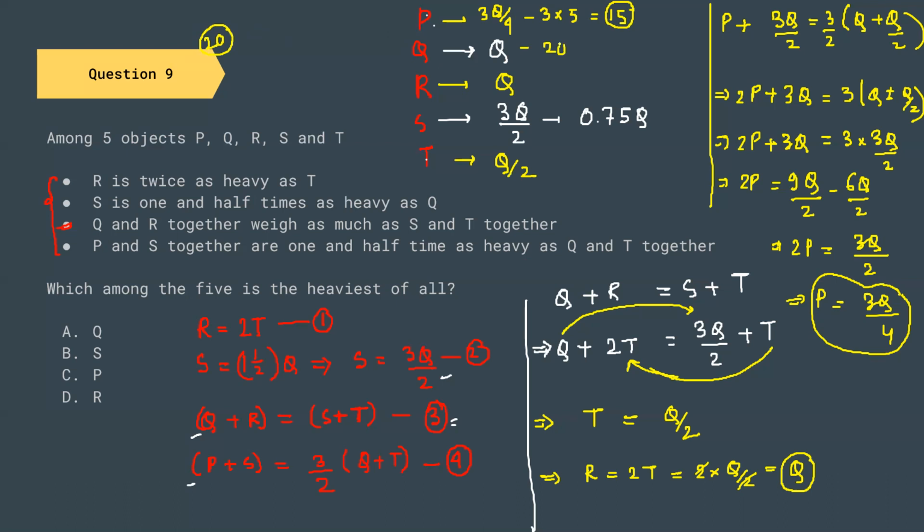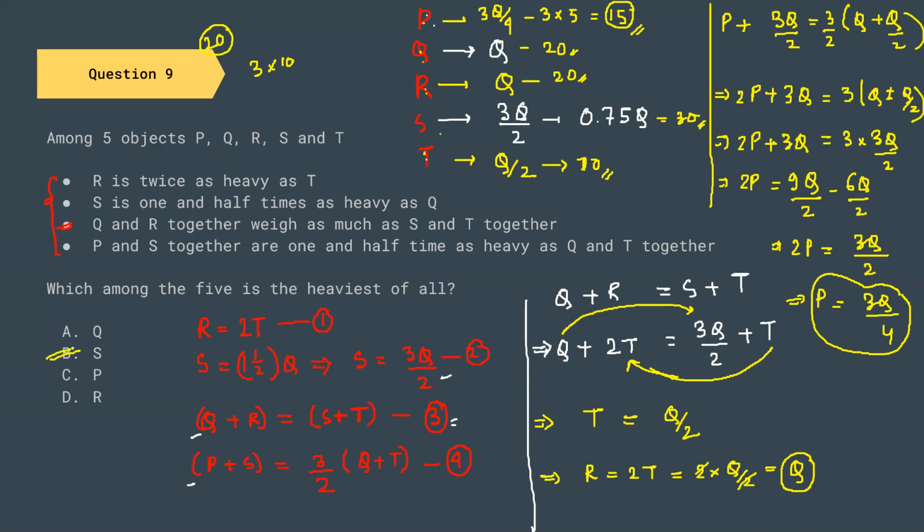So Q will be 20 and R will be 20. 3Q by 2 will be 3 into 10. So this will be your 30 kg, and T will be, sorry, 10 kg. So P is 15 kg, Q is 20 kg, R is 20 kg, S is 30 kg, and T is 10 kg. So out of P, Q, R, S, and T, S is the heaviest of all. So the correct result is S.